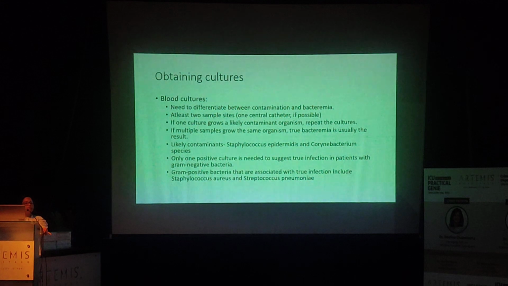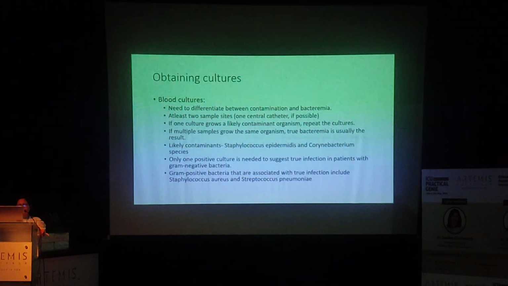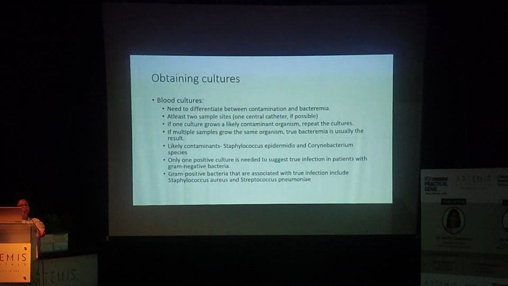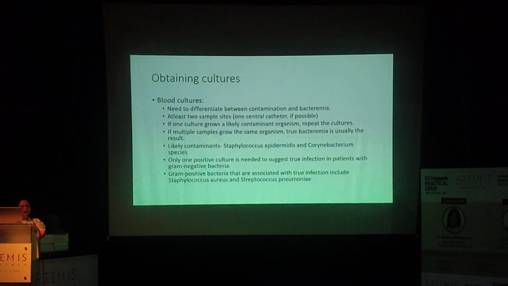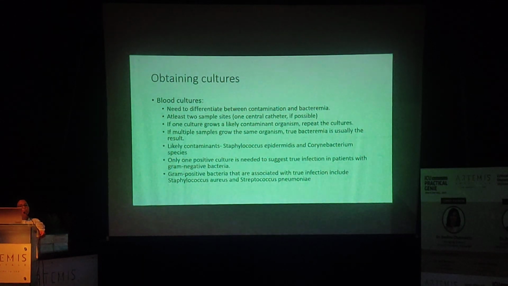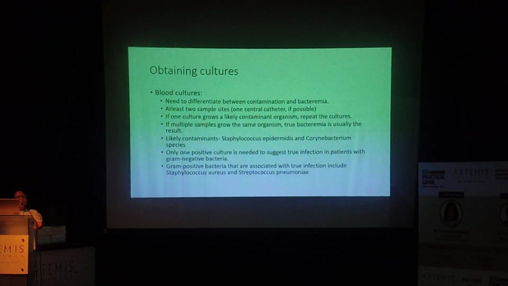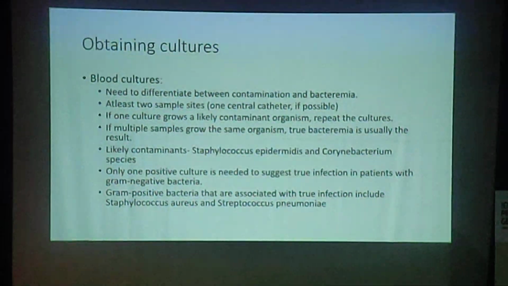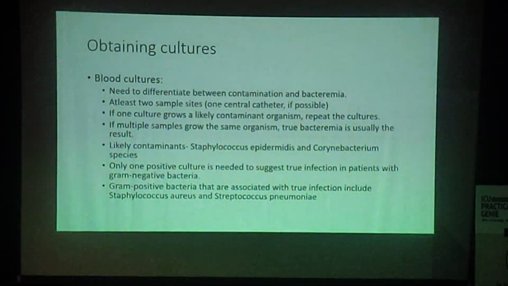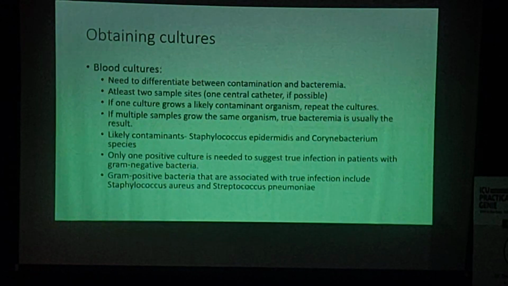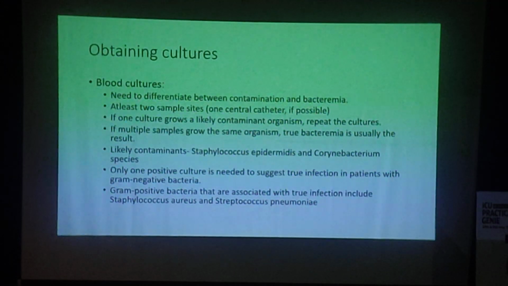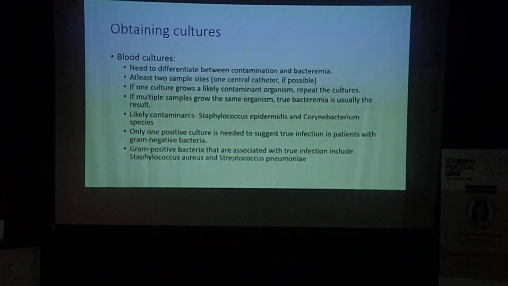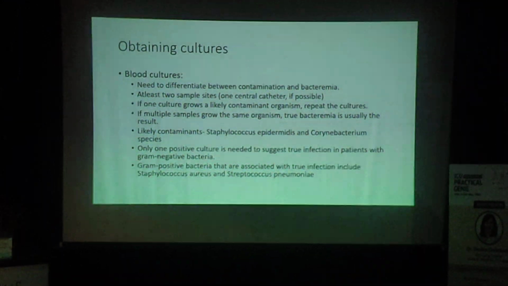While we collect the blood sample through venipuncture, likely contaminants are gram-positive organisms like Staph epidermidis or Corynebacterium species. But in patients who are immunosuppressed, these can also present as true bacteremia. Only one positive culture is needed to suggest true infection in patients in whom gram-negative bacteria are detected. Gram-positive bacteria that are associated with true infection include Staph aureus or Streptococcus pneumoniae.